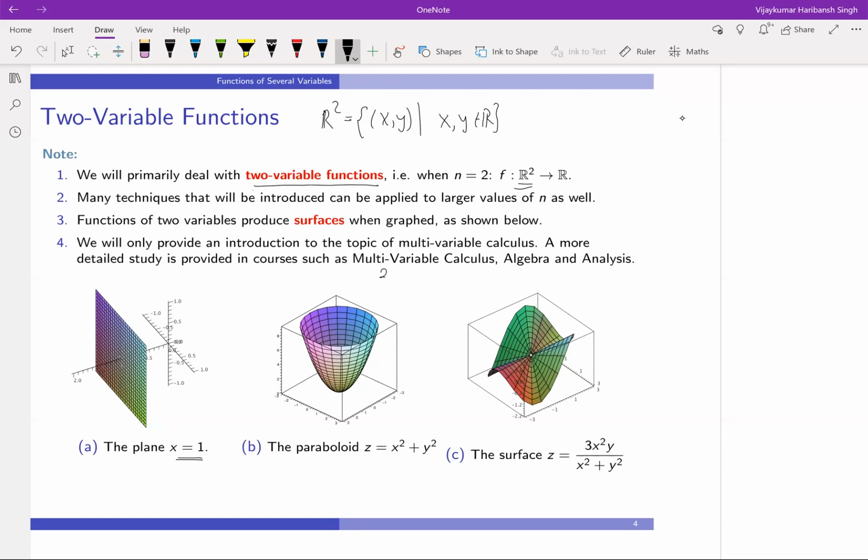At SFU, you have 251 if you're further interested. You can study this in algebra. You can also study this in analysis. Okay. But for us, we'll just do a small introduction and how to use them for business applications.